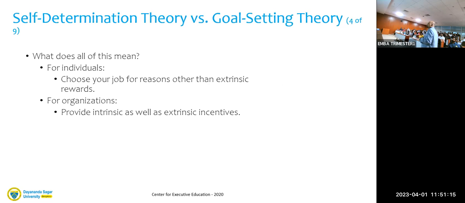Okay. What does this mean? Choose your job for reasons other than extrinsic rewards. So your job should be in alignment with your value systems and what you really want to do. For organizations, provide intrinsic as well as extrinsic rewards, very important. You can't keep throwing money at people only. For example, if somebody likes social work, HP allows people, I think half a day in a week, to go and do social work.